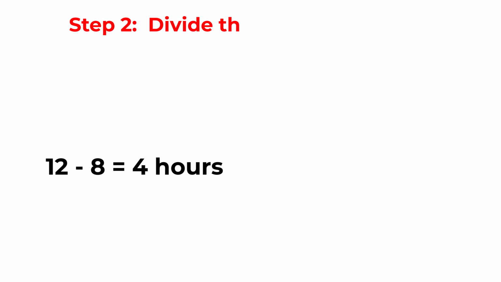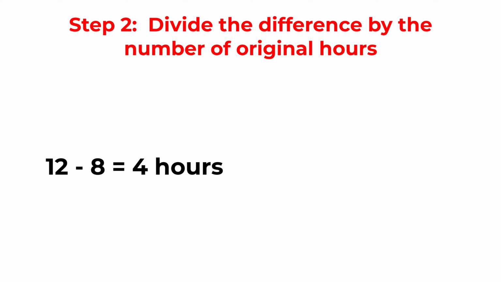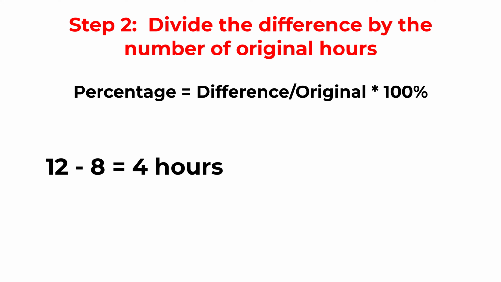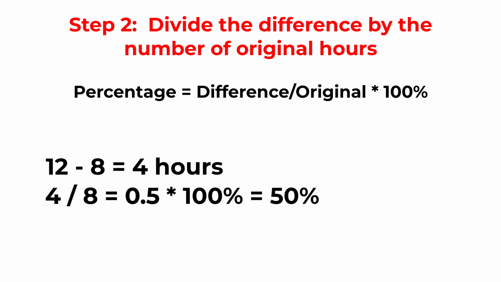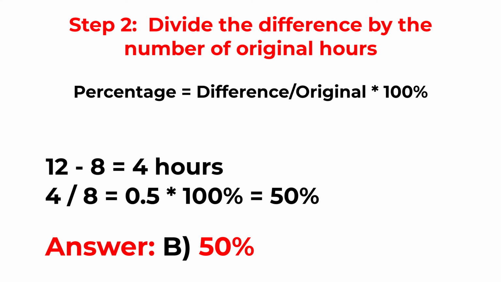In the second step, we need to divide the difference by the number of original hours, and the original hours would be Project 1 hours. 4 divided by 8 is 0.5. And then we need to multiply 0.5 by 100%. So the correct answer here is choice B, 50% increase. Hopefully you've nailed this question and now know how to answer similar problems on the test.